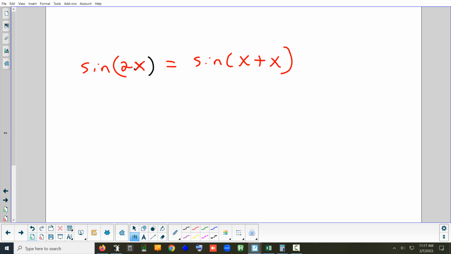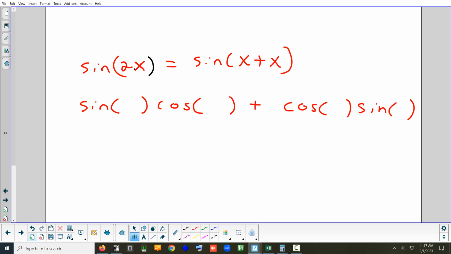Okay, so sine of a sum. Are the trig functions grouped or mixed? Mixed. Sine, cosine. Cosine, sine. And Layla, what symbol is going to go between them? A plus. Yep. And what's my first angle that I'm filling in? What's my second angle? They're also x, so they're the same. So I have sine x times cosine x plus cosine x times sine x.